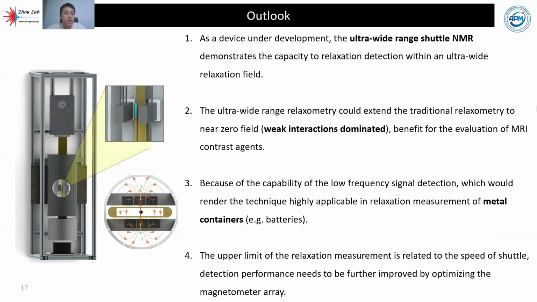And because of the capability of low frequency signal detection, the technique would be highly applicable in relaxation measurement of metal contents, for example batteries. The upper limit of the relaxation measurement in our device is related to the speed of the shuttle. And the detection performance needs to be further improved by optimizing the magnetometer array.